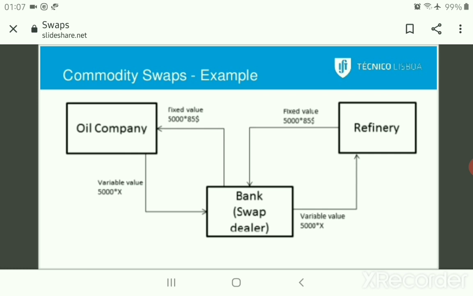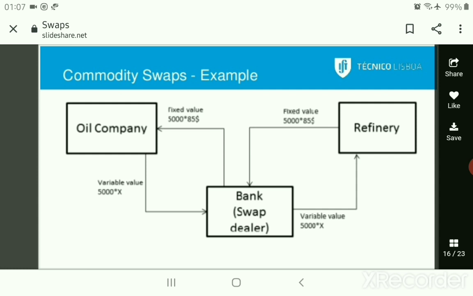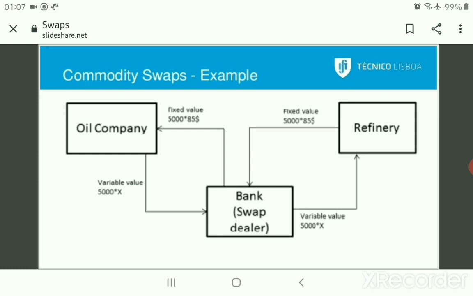So here the refinery is expecting the best, a high value in future. He expects that the value of oil doesn't come down. The oil company, the seller, they expect that the value of oil comes down and they can buy at a cheaper price. Now what they can do is, they can come into a swap agreement with a bank.